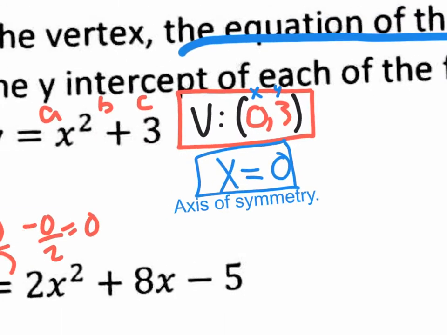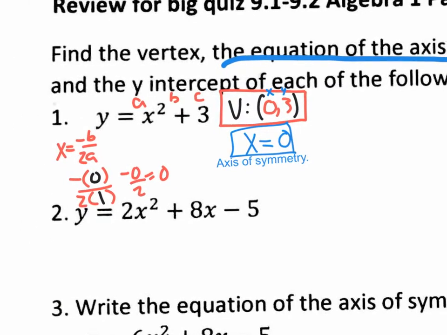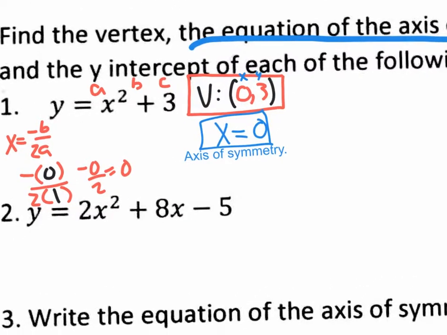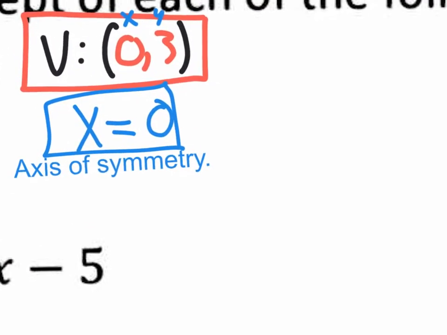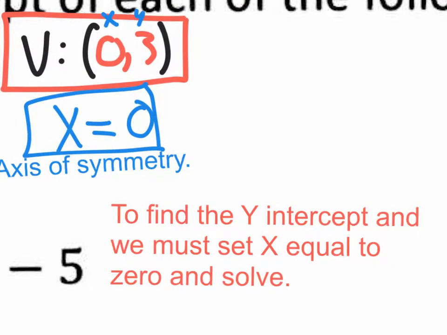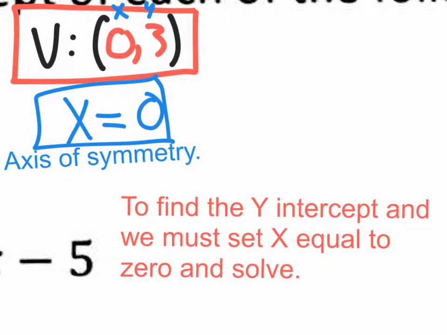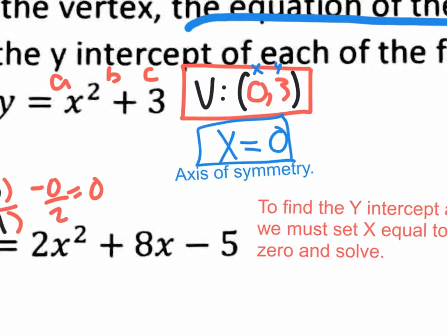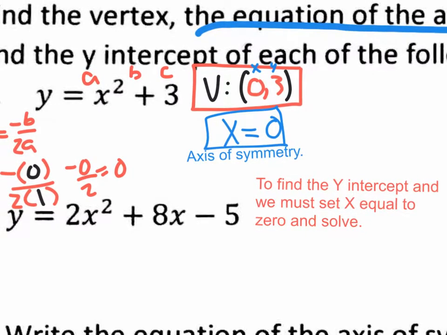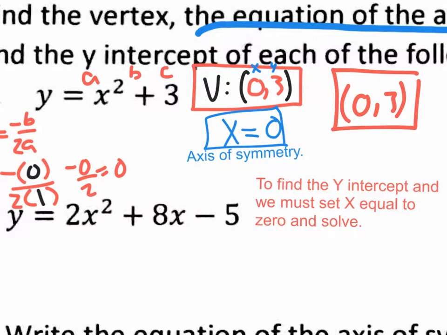What else are they asking for on this first question? It says, and the y-intercept of each. Not x-intercept, the y-intercept. Okay, so what is the y-intercept? Remember, to find the y-intercept, we must set x equal to 0 and solve. So we need to go back up here and set x equal to 0 and solve. That one's really easy because if you set x equal to 0, you get the output 3 anyway. So your y-intercept is the same thing as your vertex, because if you plug in 0, you get out 3. In this rare case, your y-intercept is the same thing as your vertex.